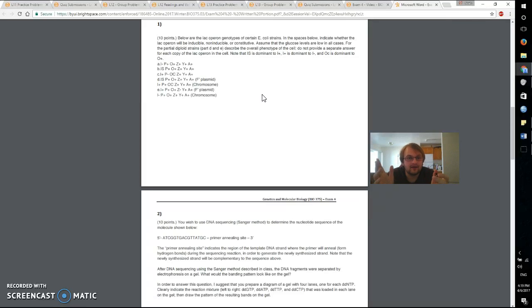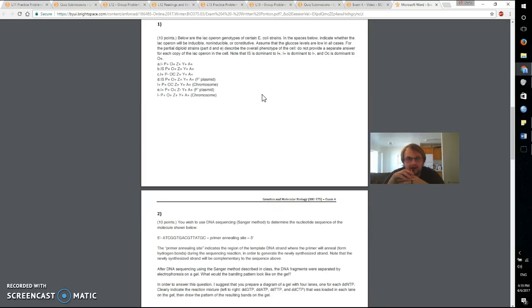If I is negative, then the whole thing's shot anyways, because normally it needs to be positive, and then there needs to be an introduction of lactose for it to be inducible. However, because it's negative, it is non-inducible because it doesn't even operate if there is any lactose in the environment. So I-S, and then the rest positive.